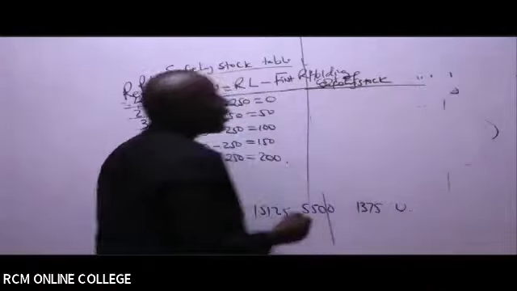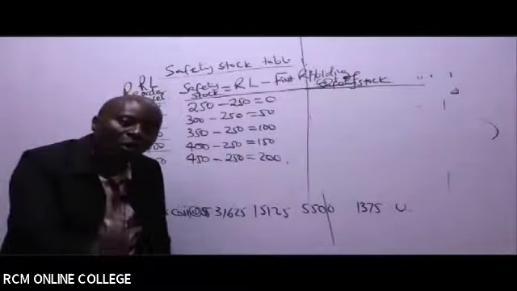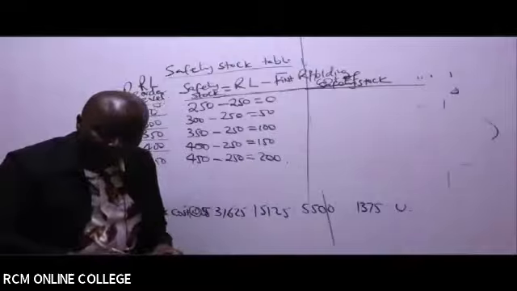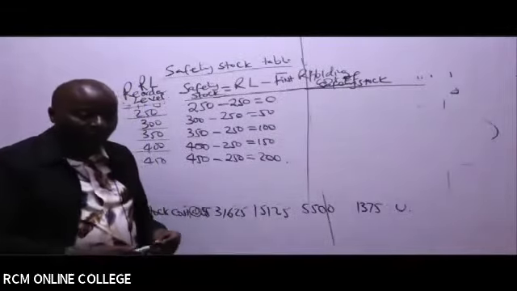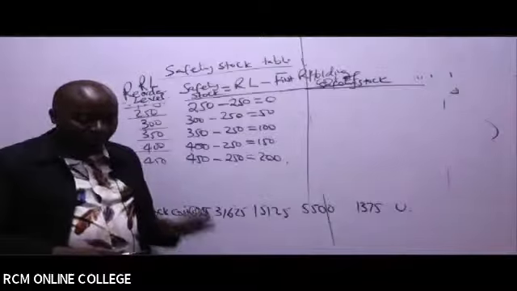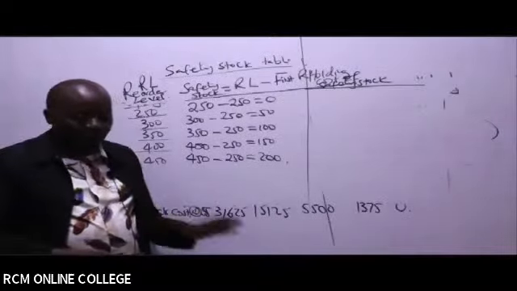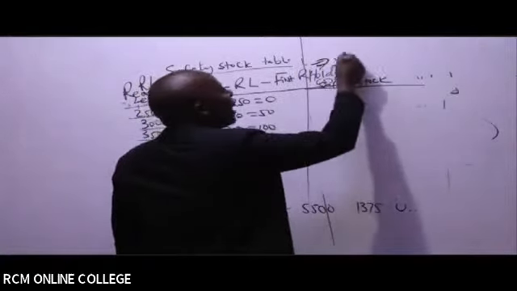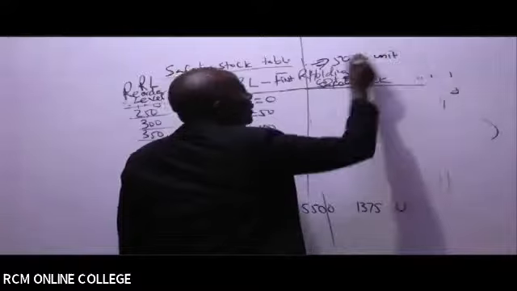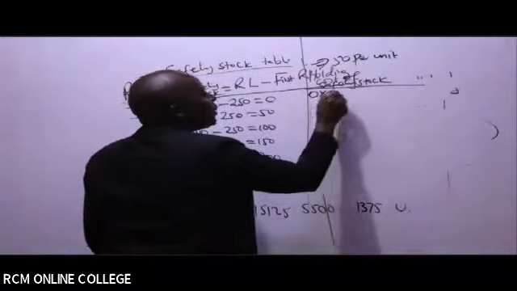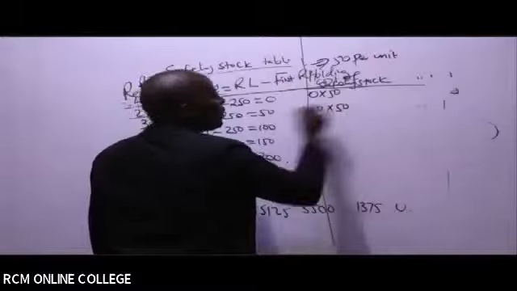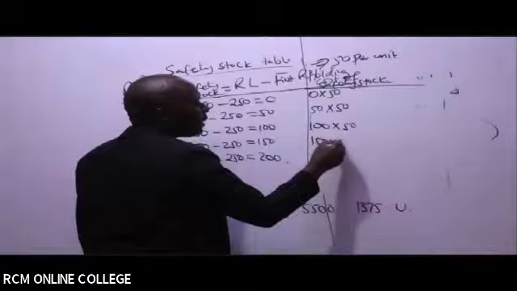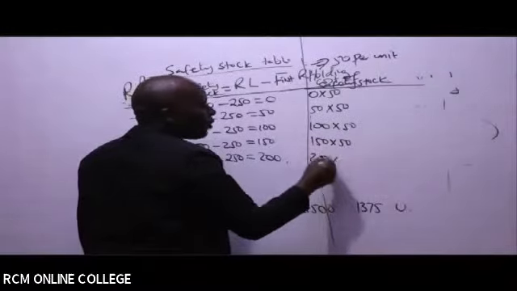Let me ask you a question. Are you able to remember the holding cost per unit given in this question? Holding cost, I'm told, is 50 per unit. So here, it will be 0 times 50. This will be 50 times 50. This will be 100 times 50. This will be 150 times 50. This will be 200 times 50.